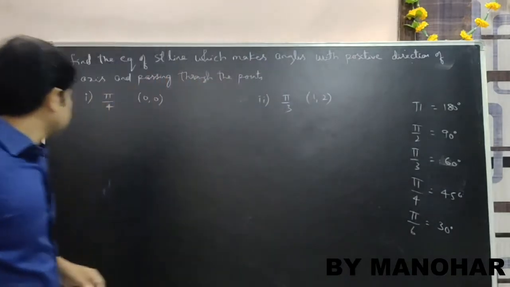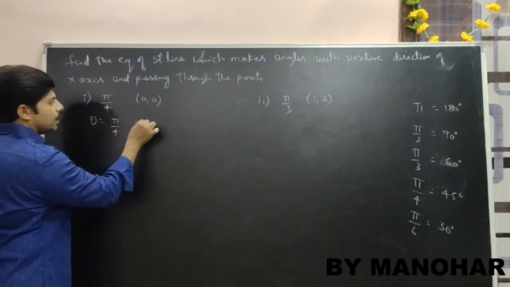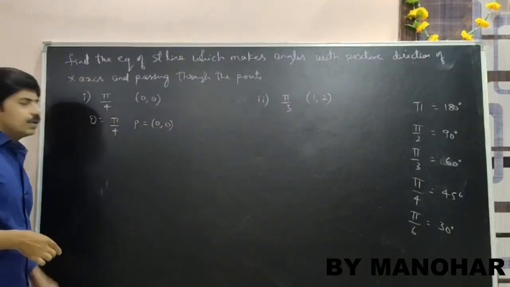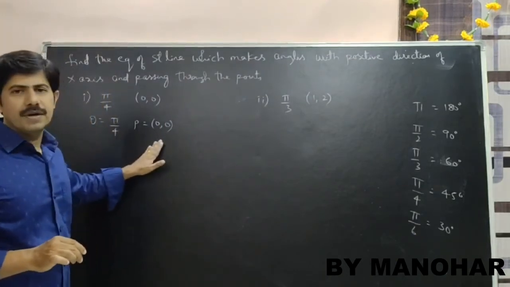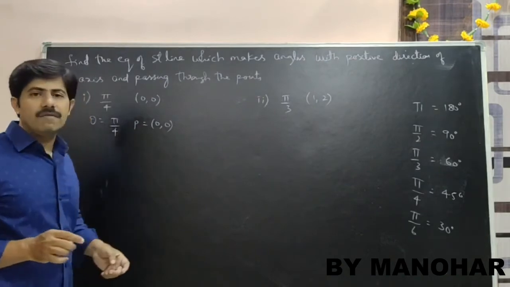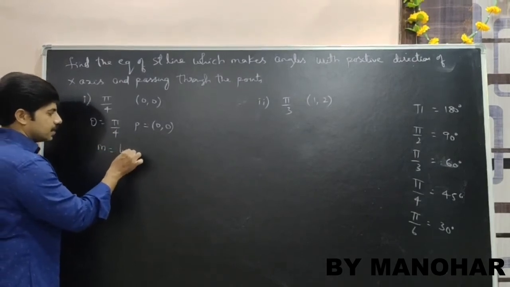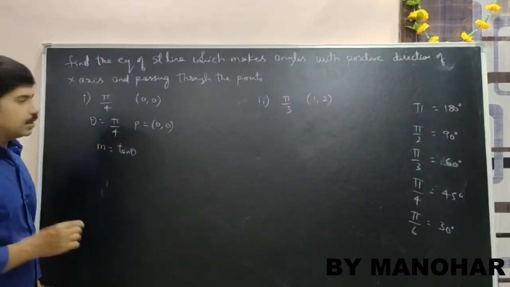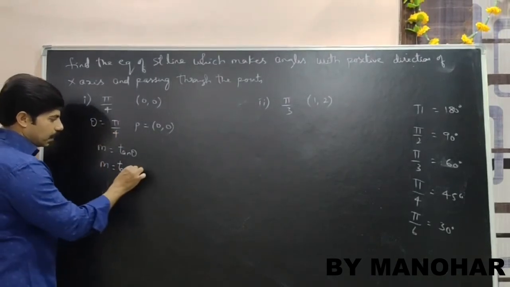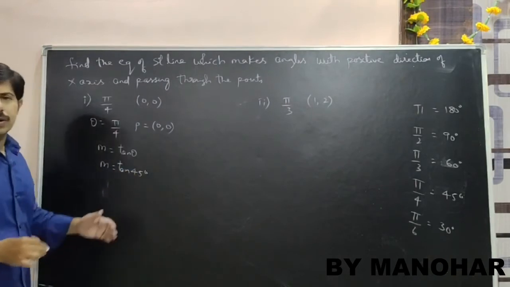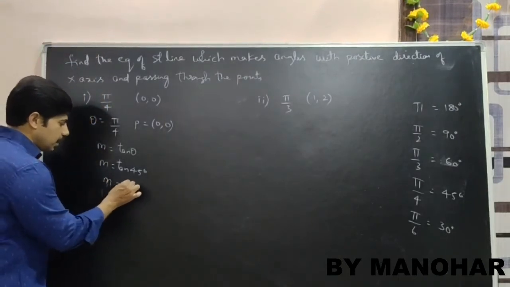Now, here, theta is given as pi by 4 and the point P is given as 0, 0. Now, we have to find the equation of the line when theta and a point are given. Using this theta, how to find out the slope? If a line is making an angle theta with x-axis, then m is equal to tan theta. So, m is equal to tan theta. What is theta? Theta is pi by 4. Pi by 4 means you write pi by 4 or you write 45 degrees. So, what is tan 45? Tan 45 is clearly 1.